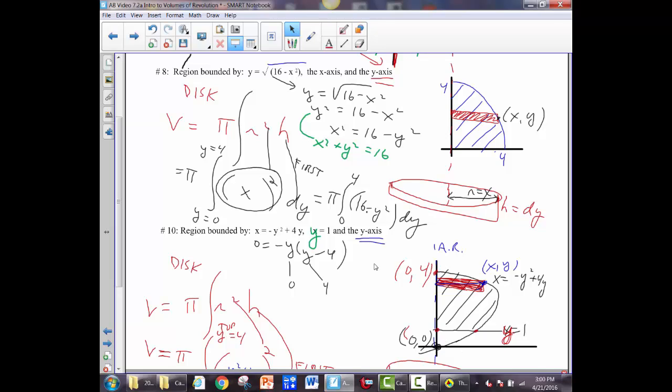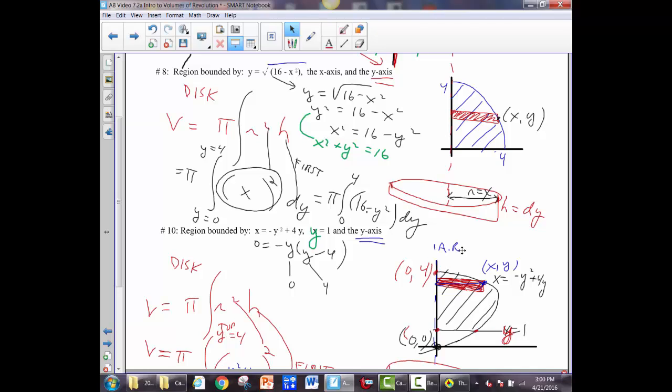So the graph is a parabola. You should know it's a parabola opening sideways, and it opens up to the left. And you now know that it cuts the y-axis at 0, 4, and 0, 0. The other border of this region is the horizontal line y equals 1, and the third border is the actual y-axis. So this is the region they're talking about that's bordered by all three things.